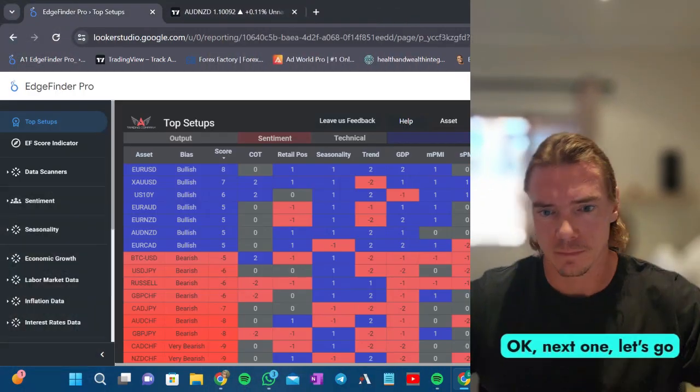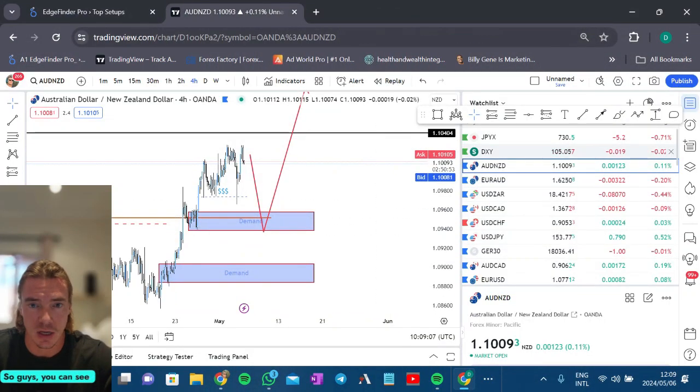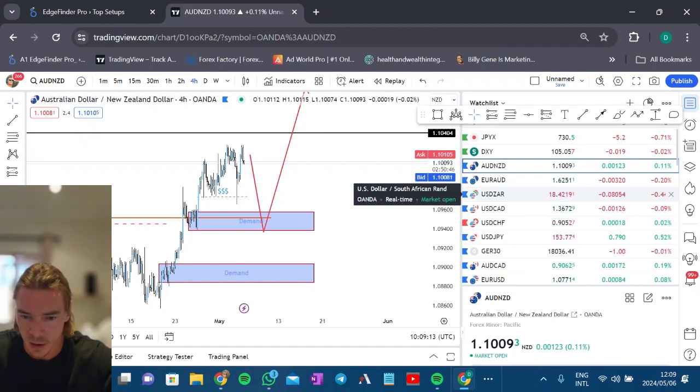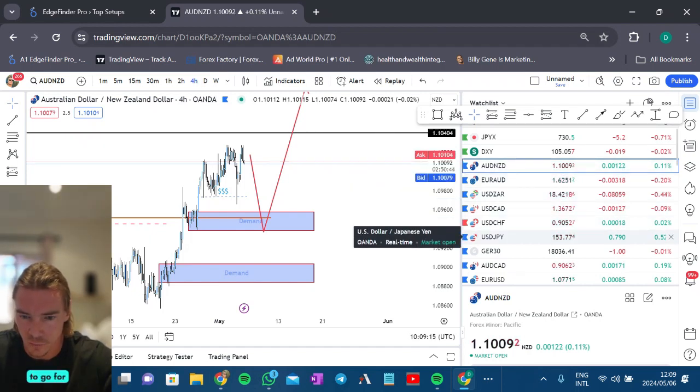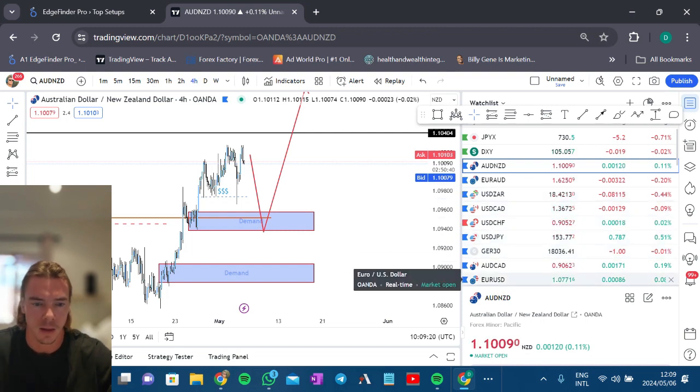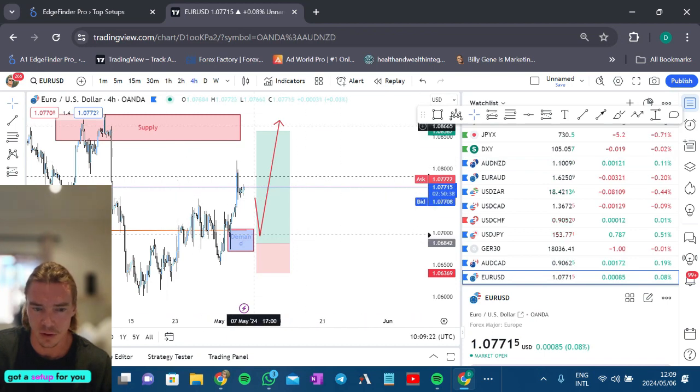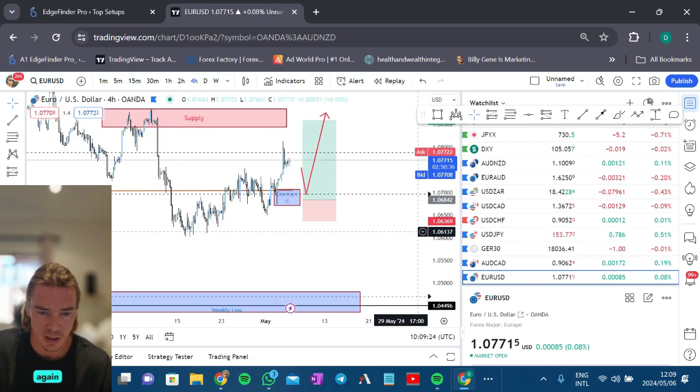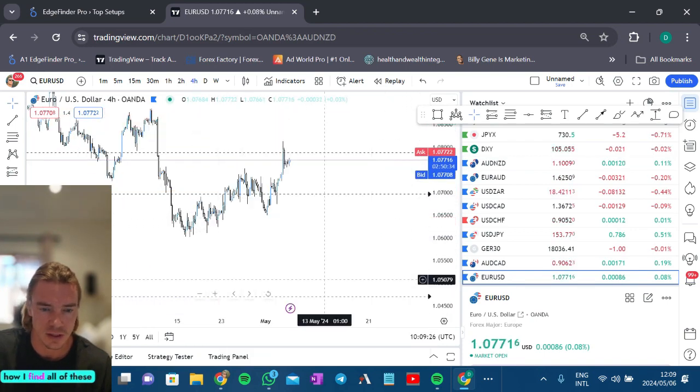Okay, next one, go to the Euro USD. So guys, you can see I like to trade in higher time frames, takes away all the other confusion and stuff like that. So we are going to go for the USD here, and you can see I've already got a setup for you guys. So let me just do this again just to show you guys how I find all of these things.